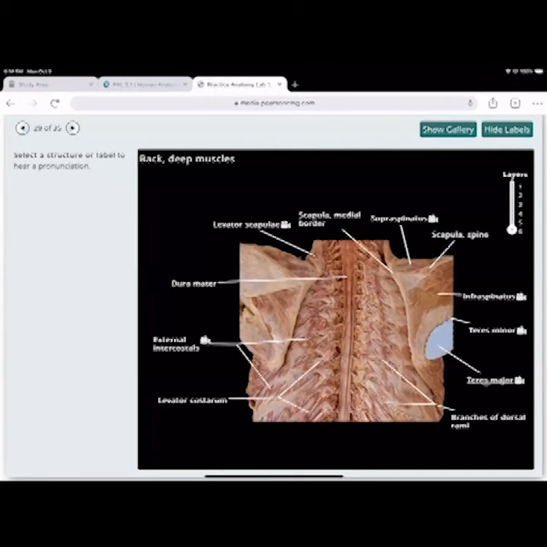Teres major, teres minor, infraspinatus. This is the spine of the scapula, the anterior portion of it. And then the supraspinatus, the muscle on top of the clavicle. And then you got your scapula. That's the medial border of the scapula. Right there. Okay, here's your anterior border of the scapula. And this is the medial border of the scapula. That line right there.